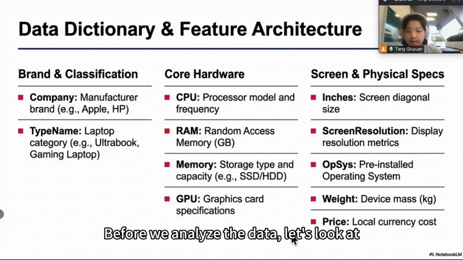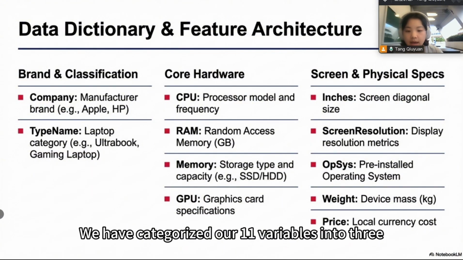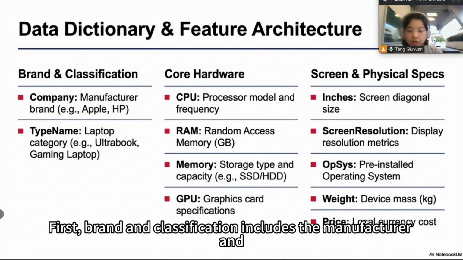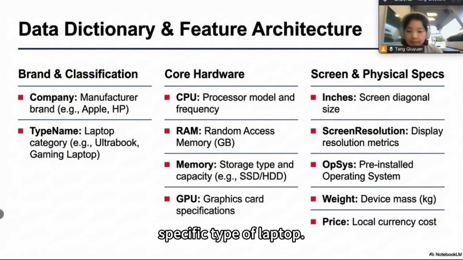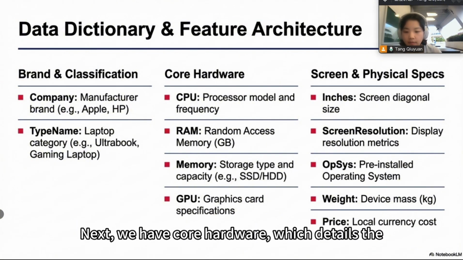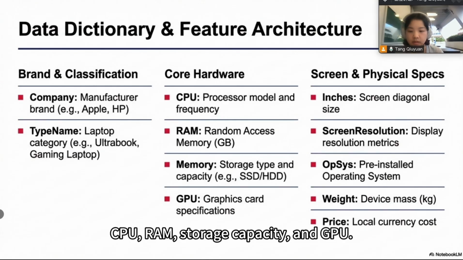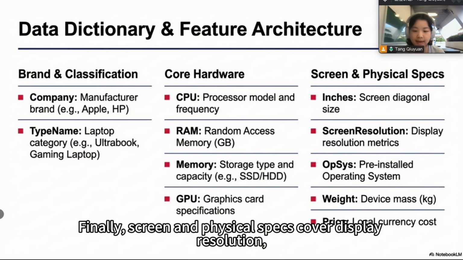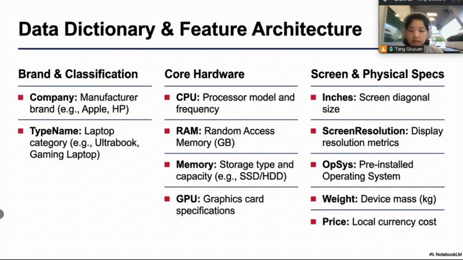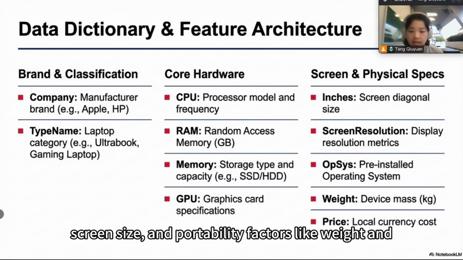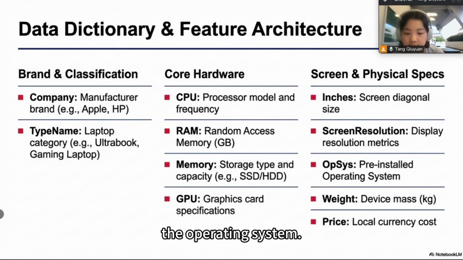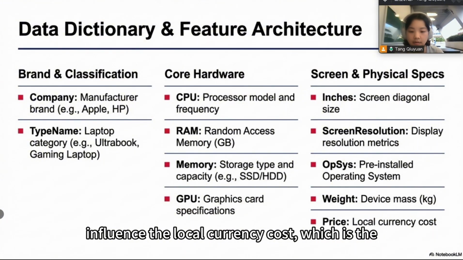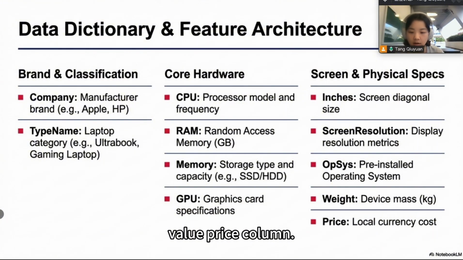Before we analyze the data, let's look at our feature architecture. We have categorized our 11 variables into three main groups. First, brand and classification includes the manufacturer and specific type of laptop. Next, we have core hardware, which details the CPU, RAM, storage capacity, and GPU. Finally, screen and physical specs cover display resolution, screen size, and portability factors like weight and the operating system. Understanding these features is crucial as they directly influence the local currency cost, which is the value price column.